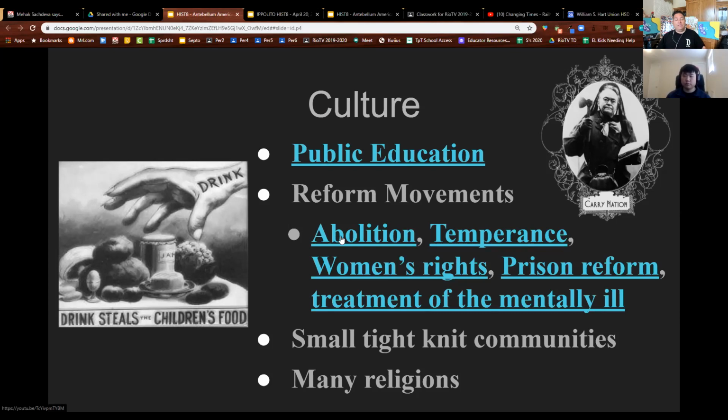Reform movements like abolition, that was the movement to end slavery. Temperance movement, the movement to end the consumption of alcohol. I'm going to talk about that more in just a moment. Women's rights, we'll talk about that more on Wednesday. Prison reform and the treatment of the mentally ill.